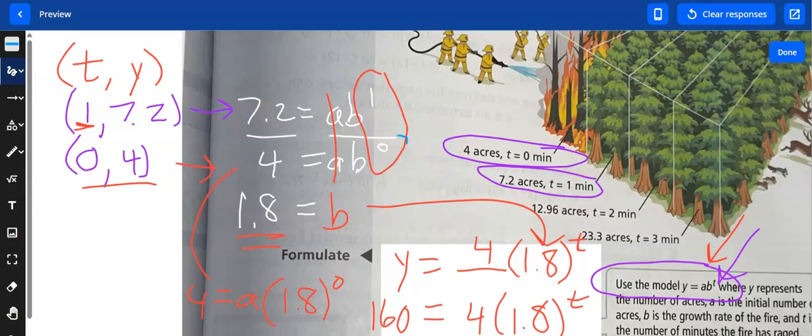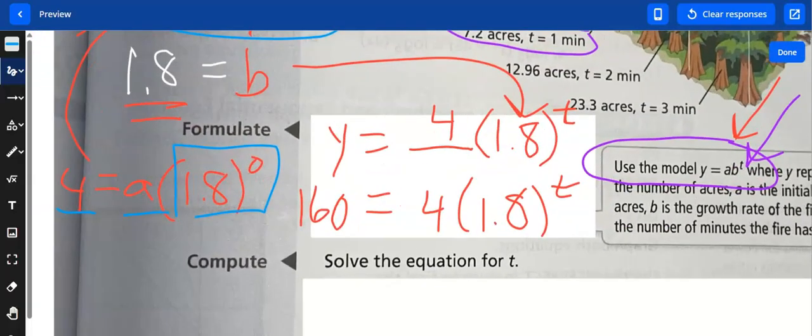Now, I would hope that you would realize that they handed you the b value, right? Remember, the y-intercept is the a value. We already know the b value is 1.8. But if you didn't, you can always plug it in to the equation. Of course, 1.8 to the 0, that's 1. And so now you know that the a value is 4. And so you have your equation. Y equals 4 times 1.8 to the t power.